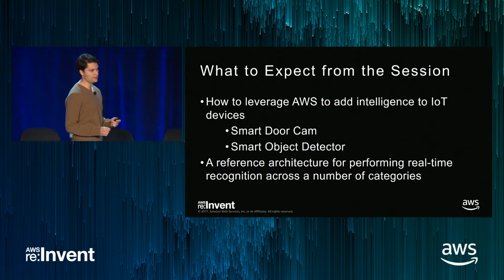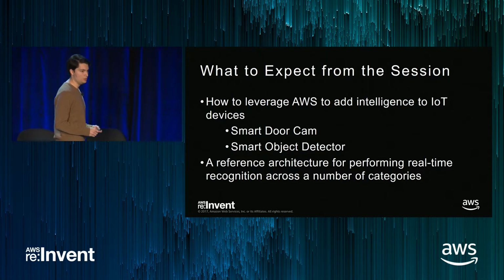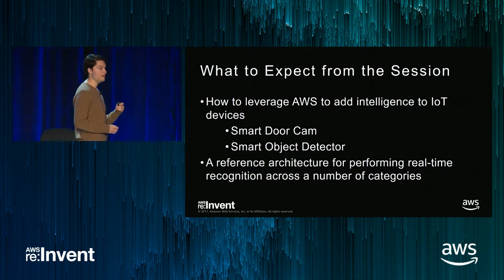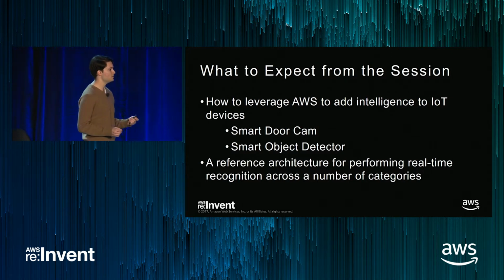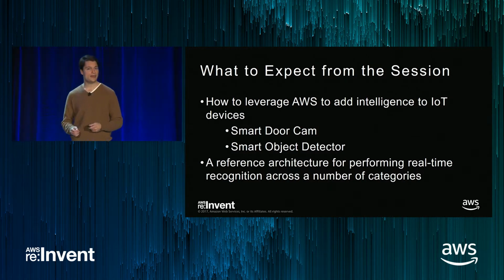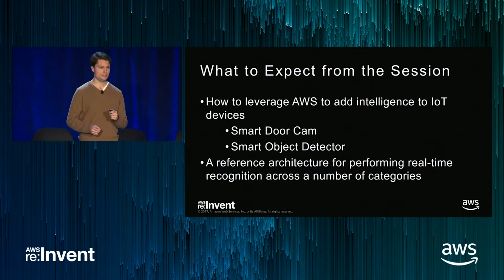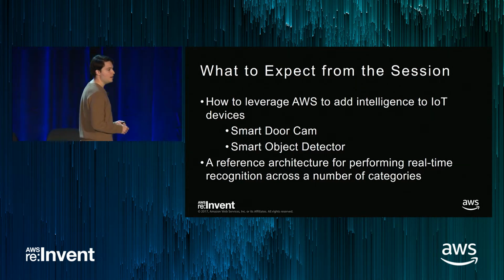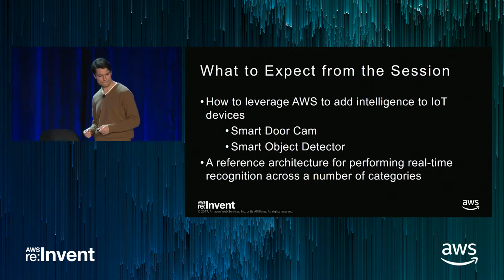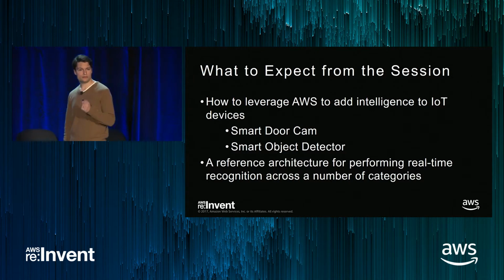We're going to build a couple of things today. We're going to build a smart door camera that you can use by indexing your friends and family into a face collection, and then using an IoT device to detect when your neighbor or friends are at your door. We're also going to build a smart object detector that I use to solve a problem that I was having in my house, but that can be adapted for any type of object detection and classification. And you're going to walk away with a reference architecture for how to build these types of systems for yourself.